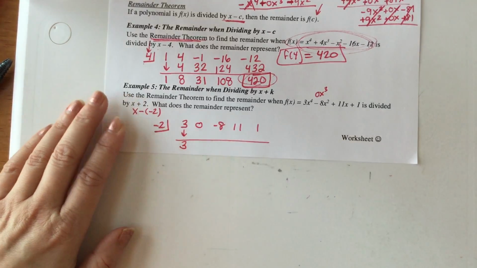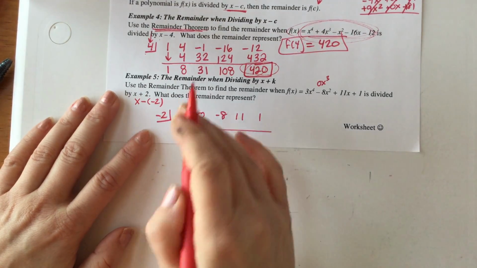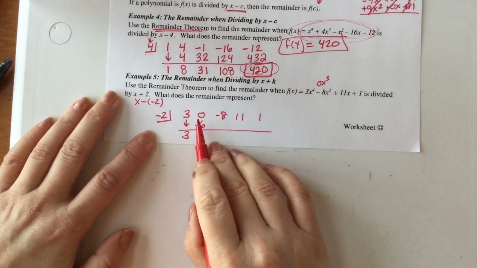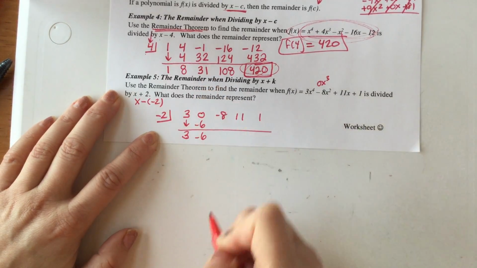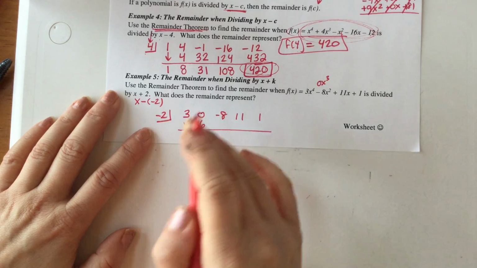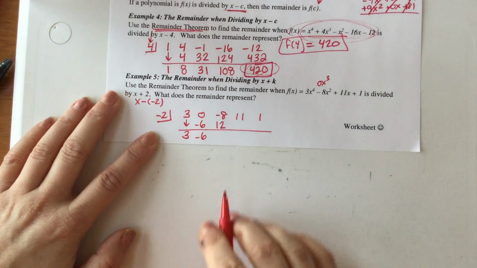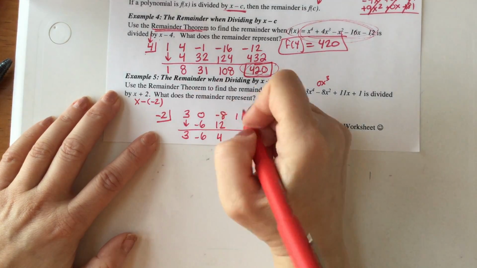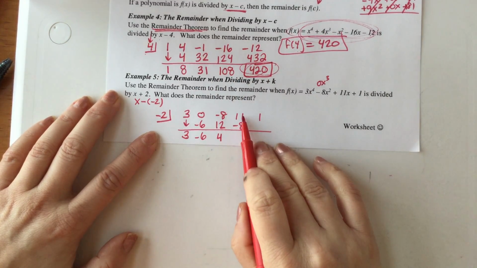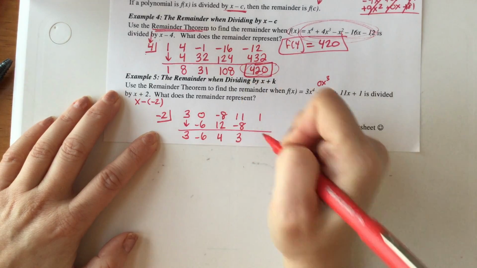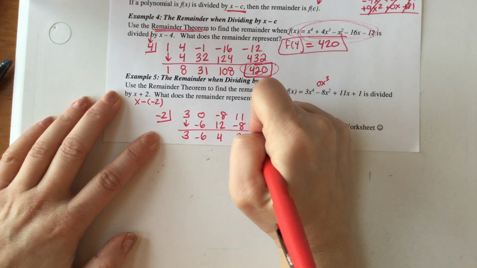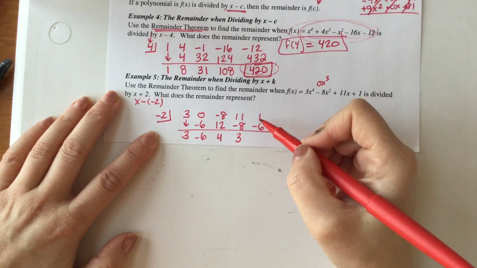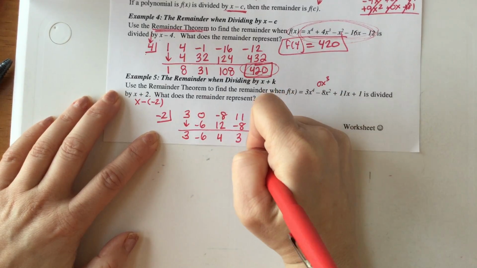Carry down the first term. It's a 3. 3 times negative 2 is negative 6. 0 plus negative 6 is negative 6. Negative 6 times negative 2 is positive 12. Negative 8 plus 12 is 4. 4 times negative 2 is negative 8. 11 plus a negative 8 is 3. 3 times negative 2 is negative 6. 1 plus a negative 6 is negative 5.